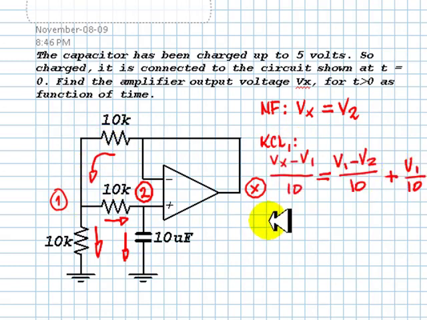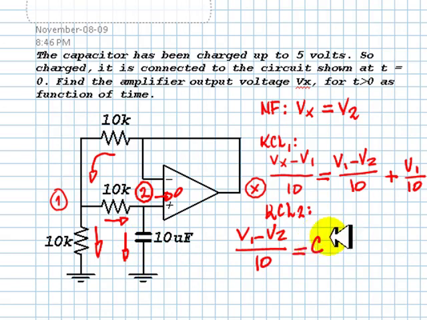KCL equation for node 2. Currents that go in, V1 minus V2 over 10. That is equal to the current coming out of the node. This current is 0 amps, of course, because this is an ideal op-amp. The current through the capacitor is C dV/dt, C dV2/dt, given that direction of the current.